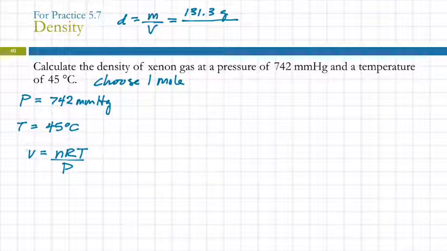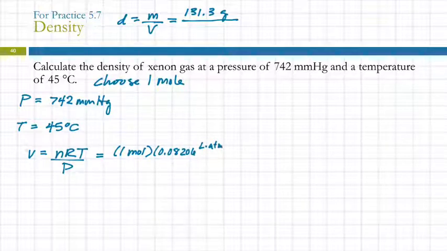Well, what's n? It's 1 mole, because I chose to do it on that amount. So that would make 1 mole an exact number. It's not going to mess anything up. Then I've got the ideal gas constant. Sorry, the units on the ideal gas constant tell me what units I need for the other things.